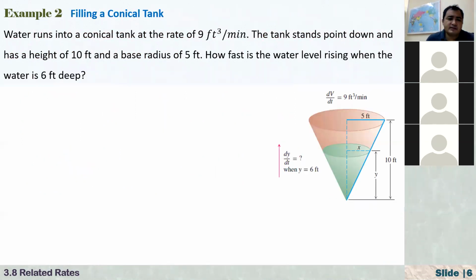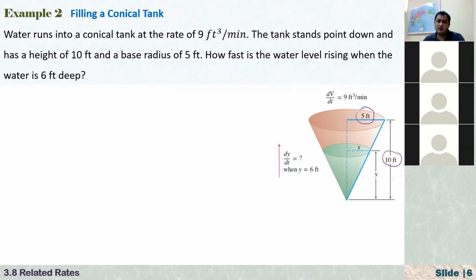Another problem, it says filling a conical tank. Water runs into a conical tank at the rate of 9 feet cubed per minute. So every minute, 9 feet cubed of water is flowing into this container, right? The tank stands point down and has a height of 10 feet, and a base radius of 5 feet. So the base radius is 5 feet here, and the height of the cone is 10 feet. What is the question here? How fast is the water level rising when the water is 6 feet deep?